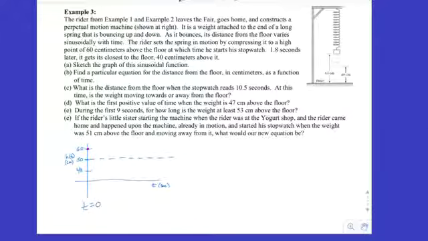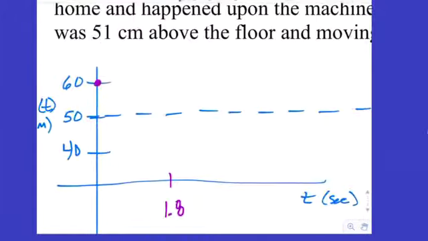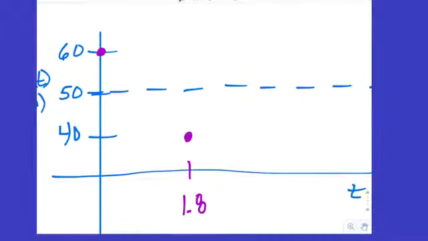And then it says 1.8 seconds later, it gets its closest to the floor at 40. So I'm just going to come out about right here and call that 1.8. And it says that's the first time that it's closest to the floor. So what's the significance of 1.8? That's the what cycle number? Quarter cycle, half cycle, full cycle? That's your half cycle, right? So we have one more critical value between 0 and 1.8. So let's go ahead and bisect that distance. And what's half of 1.8?